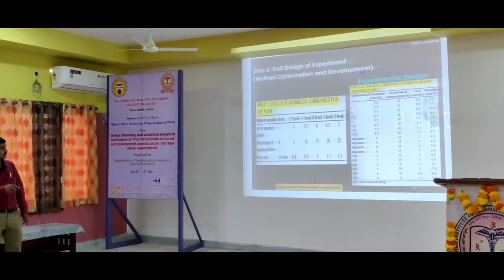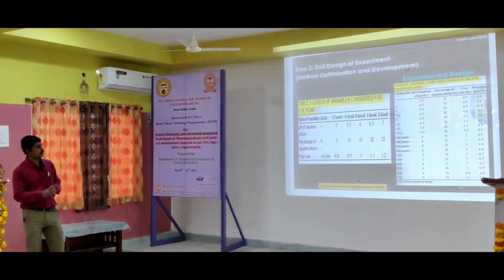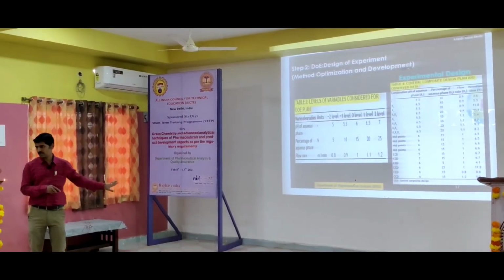Here 1, 2, 3, 4, 5, nothing but x1, x2, x3. This is x1, this is x2, this is x3. So the first condition is pH 5.5, aqueous phase 10, and flow rate 0.9. No need to worry about what these mean. If you keep all these values in the system, it will give them. You have to try all these trials.